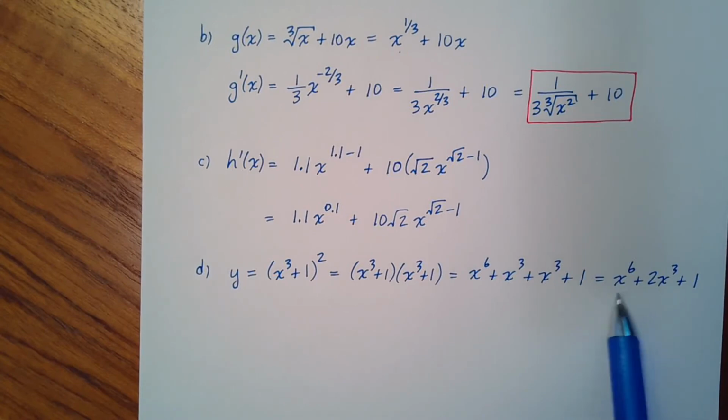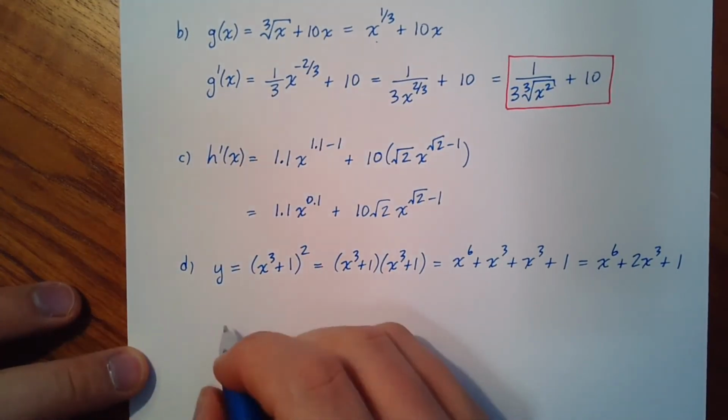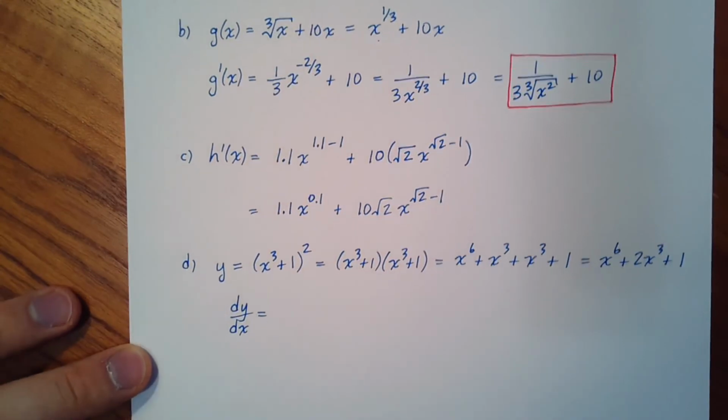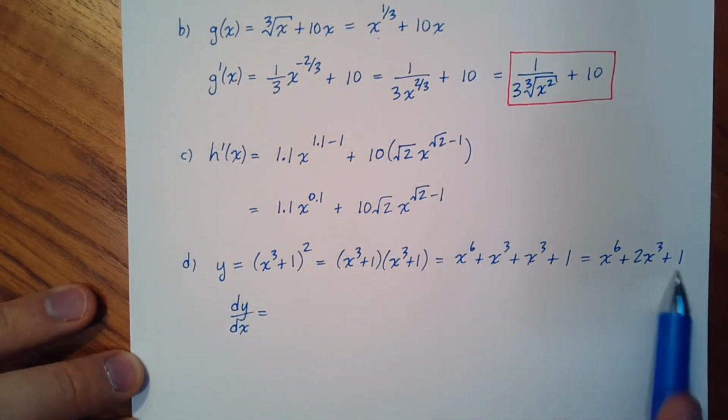And then by doing that little bit of work in advance and expanding everything out, you can see this is a polynomial now. So we can do this term by term using the power rule on each term separately. So that's what we're going to do. I'm going to write this in Leibniz notation, dy dx, the derivative of y with respect to x, and I'll just differentiate each of these three terms separately.